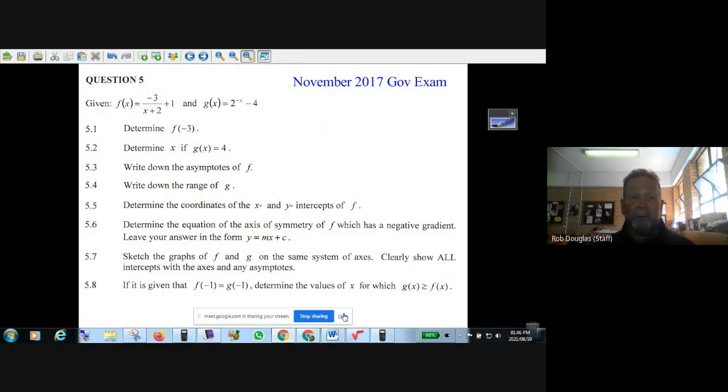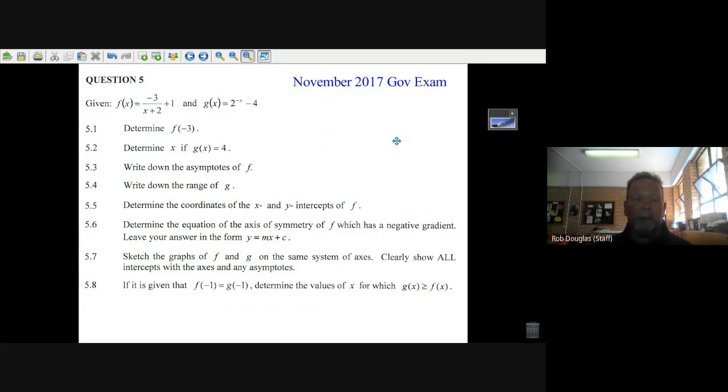Okay, we're going to do a function question from the November 2017 National Government Exam for grade 11s, and we're just going to get started. They give us two functions. One, f of x equals minus 3 over x plus 2, plus 1, and another function, g of x equals 2 to the minus x power, minus 4.